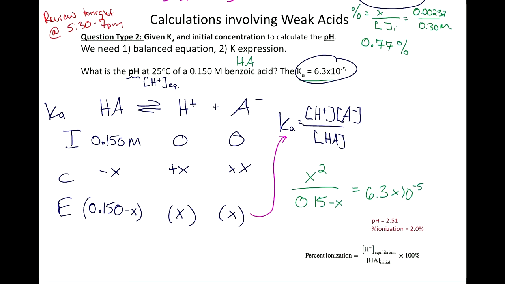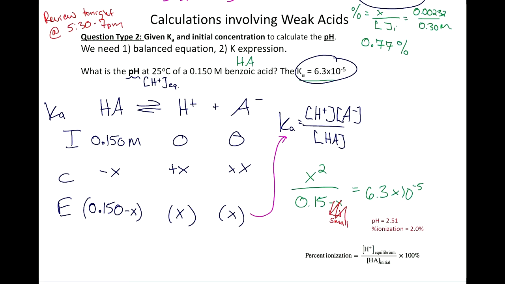negative 5. Okay. Can we solve that? Yep. Does it require the quadratic as written? Yes. Do you want to be lazy and do an approximation? Yes. So what is the approximation we make? That minus x is really small, and we can just ignore it.